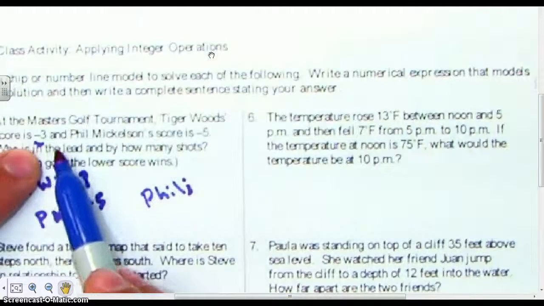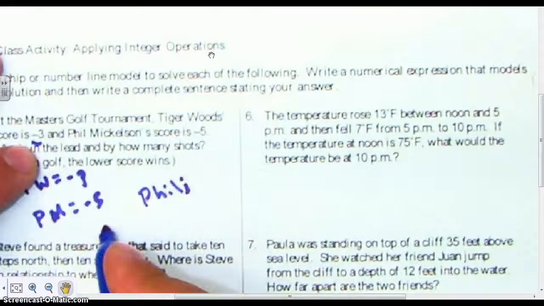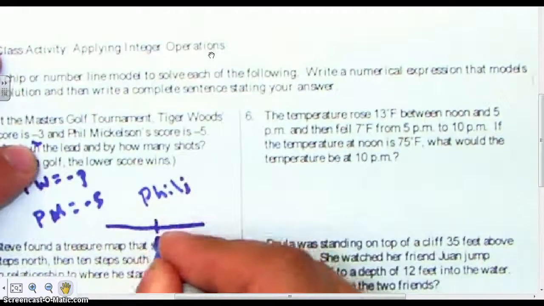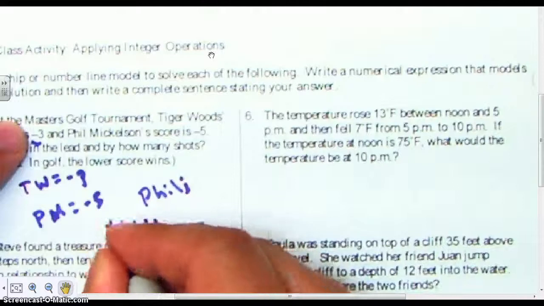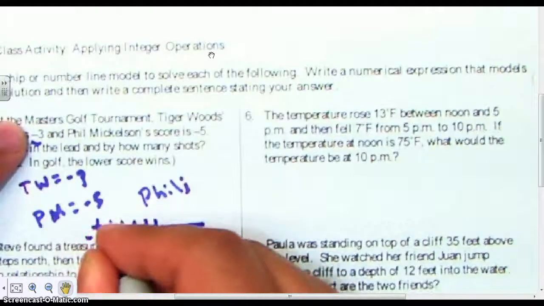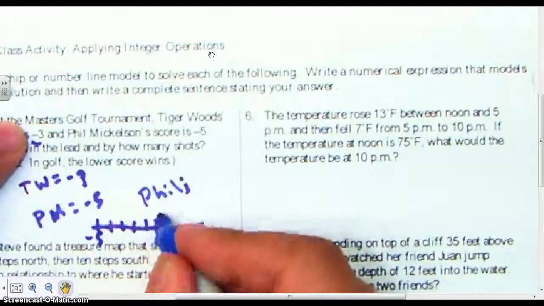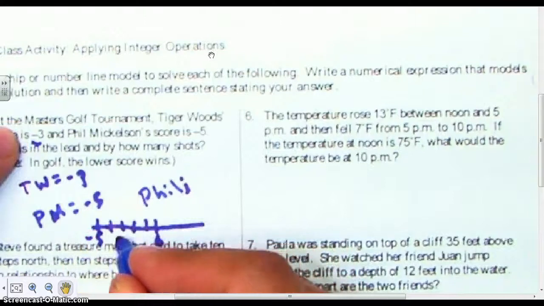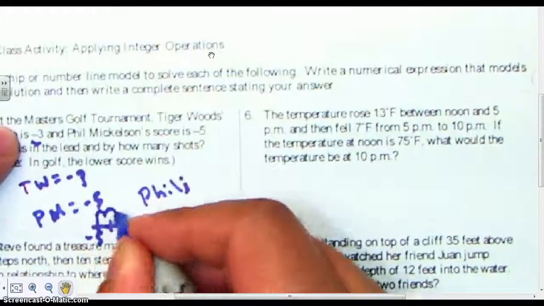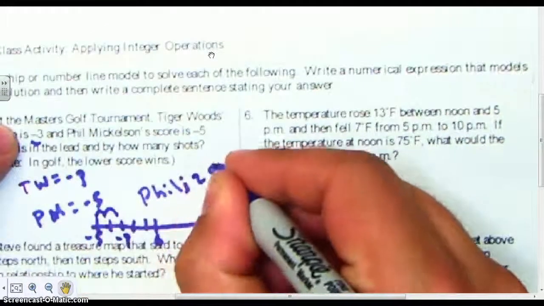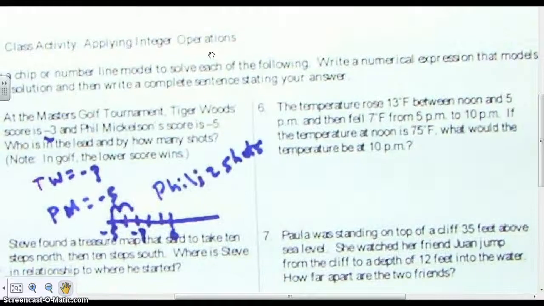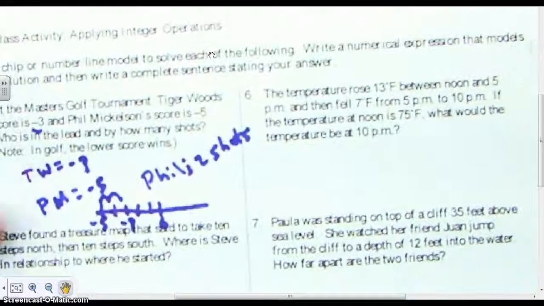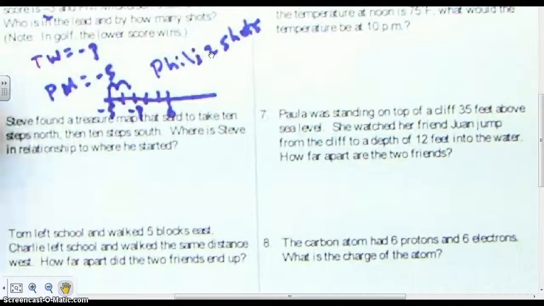Probably the easiest way to do this, though, is to think of a number line. 0, and all I need are negatives. -1, 2, 3, 4, 5. So here's -5. And then -3 is 1, 2, 3. And you can see there's a 2-shot difference. You could have also just subtracted, since it said difference, subtract. But probably thinking of a number line is easier in this case.